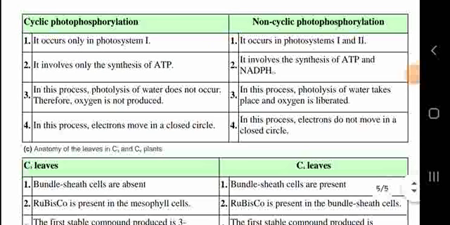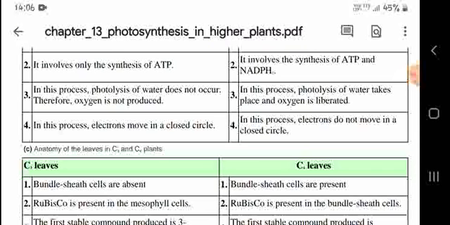So okay friends, this was your chapter, photosynthesis in higher plants. I think you understand this chapter.